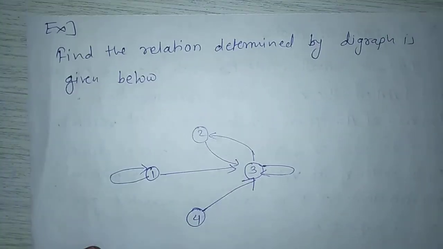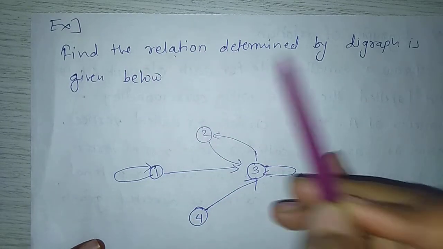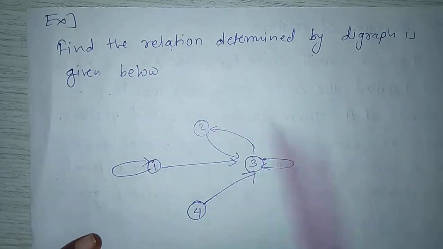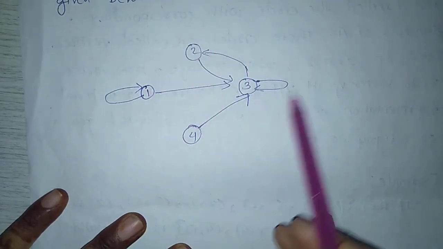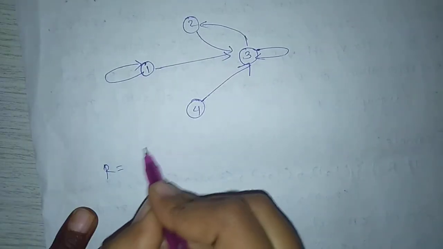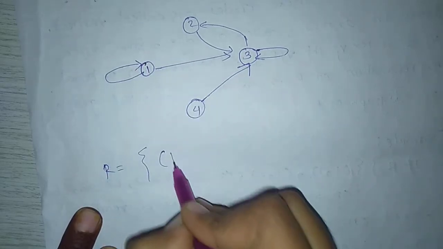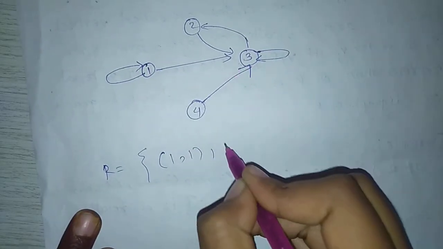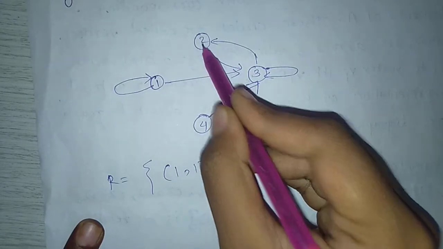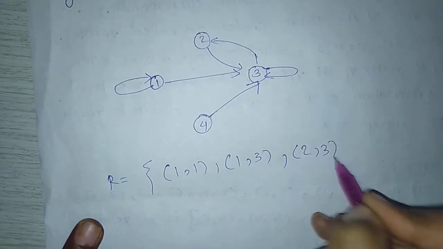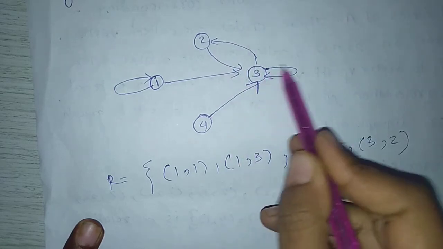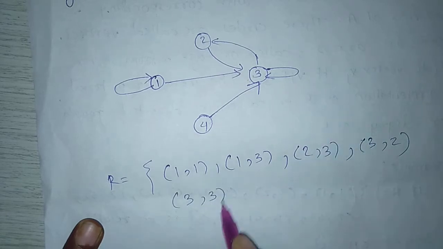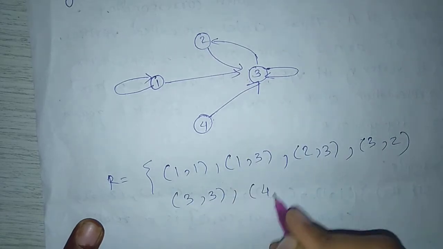Next example, find the relation determined by the digraph given below. Here 1 goes to 1, 2 goes to 3, 3 goes to 2, 3 goes to 3, 1 goes to 3, 4 goes to 3. Means relation R is (1,1), (1,3), (2,3), (3,2), (3,3), (4,3).